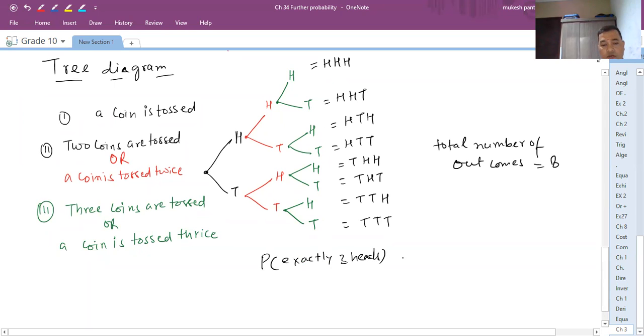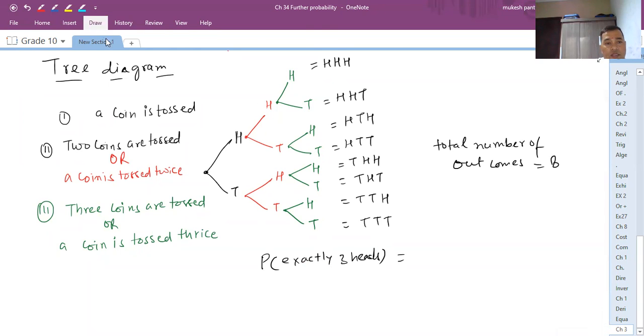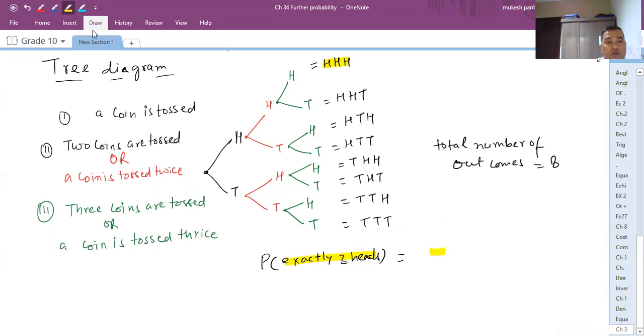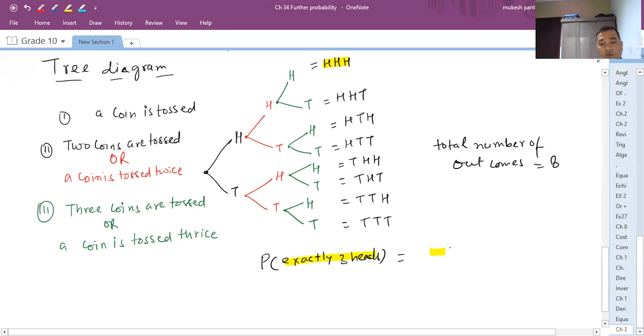how many favorable outcomes do you have? There is only one event, exactly 3 heads. So what will you answer? Your answer will be 1/8, right?